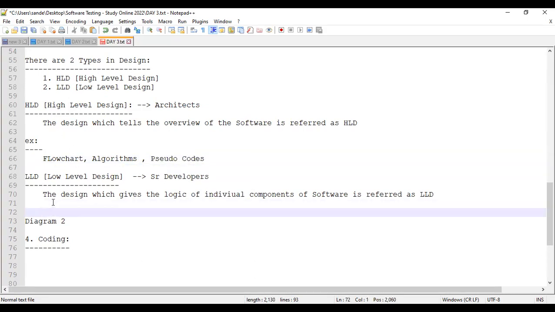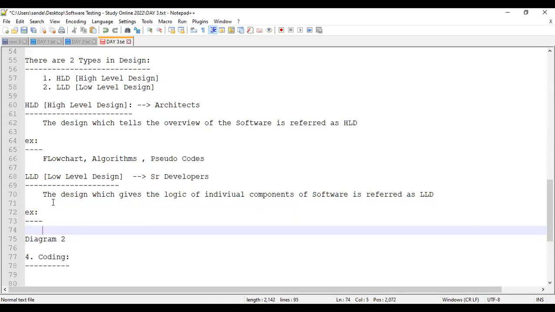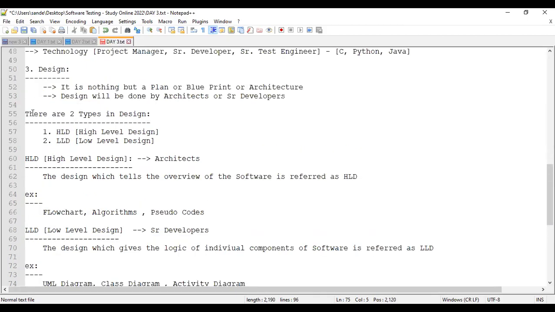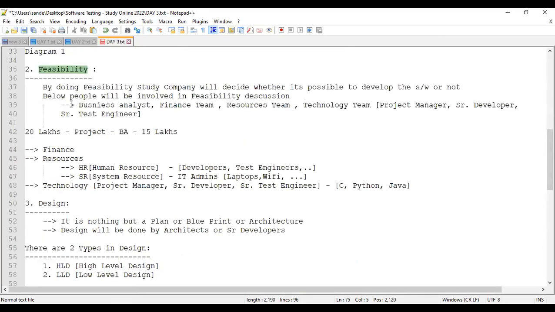Sir, what about low level design, sir? If you consider low level design, we have UML diagrams. Next, class diagram. Next, activity diagram. Is that fine? These are the examples for low level design. Now tell me, how many of you are able to understand the third phase, that is design? Design is nothing but a plan or blueprint. Design will be done by architects, or sometimes a senior developer will take care of that.